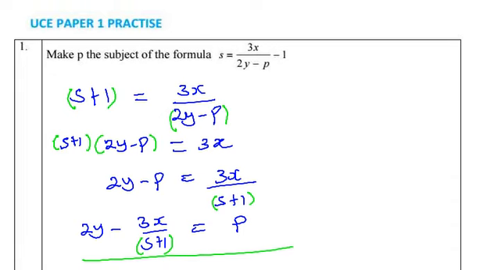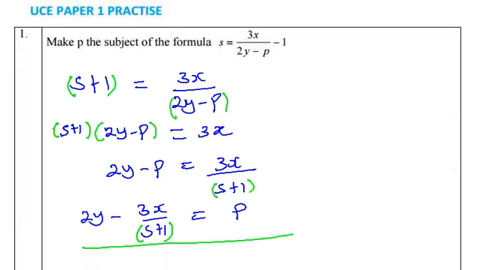Let's go straight to question 1. In our question 1, we are asked to make P the subject of this formula. If we are making P the subject of the formula, it simply means having P left on one side of the equal sign in the equation. So what should be our first step?